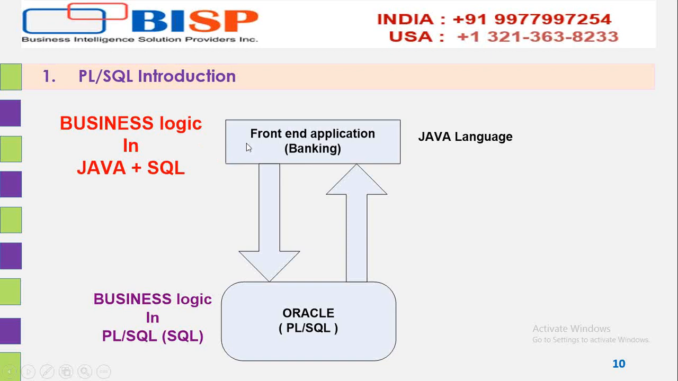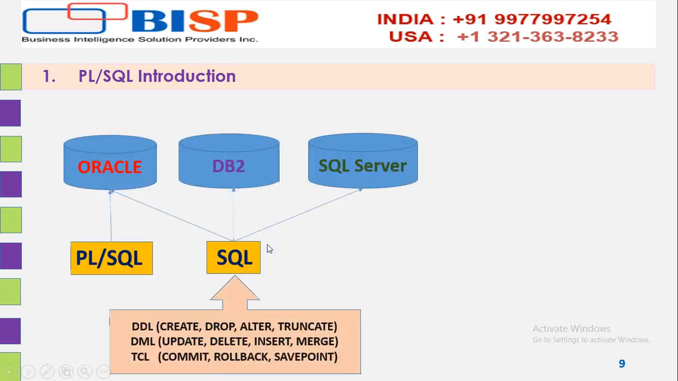If the same logic or business rules are written in the Java language, along with Java we need one additional programming part, that is called SQL. It is a structured query language to retrieve the data, store the data, and manipulate the data. We already discussed this in the previous slide. These are the regular operations like DDL, DML, and TCL.